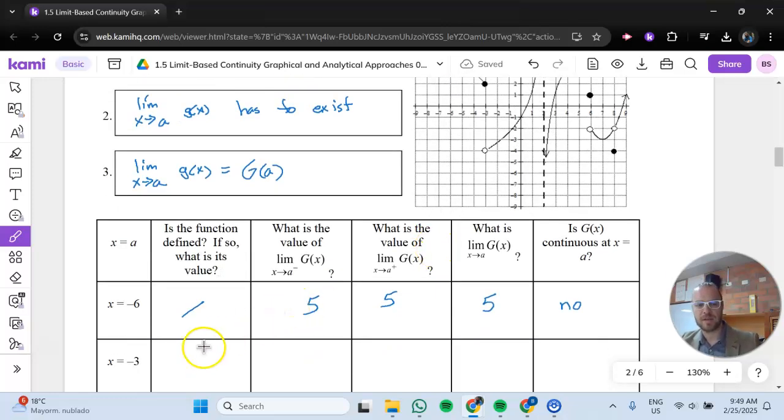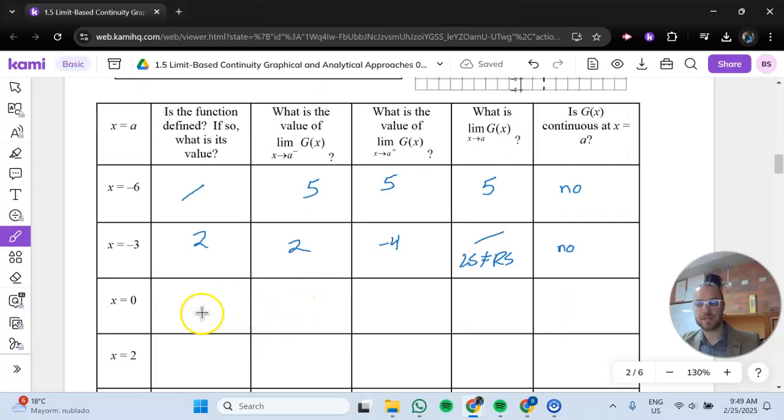Okay, next one. -3. So at -3 here, it is defined, and it is 2. From the left side, we're going to approach that 2. From the right side, though, we're way down here, and we're going to be approaching -4. That means that there is no limit because the left side will not equal the right side. And so is it continuous? Well, no. We had to pick up our pencil to get over to the other side because the limit didn't exist.